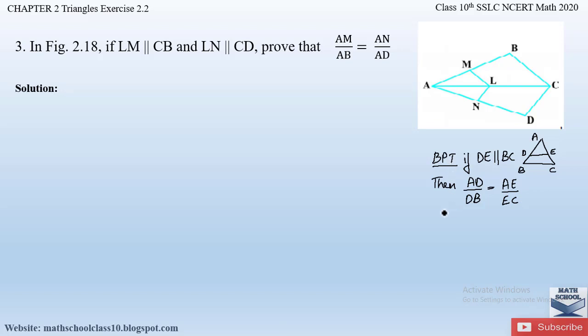The corollary of this theorem is, again, if DE is parallel to BC in a triangle ABC, then we can say that AB by AD is equal to AE by AC. Again, this we have already proved in example 1. So please go through these videos of theorem 2.1 and its corollary.